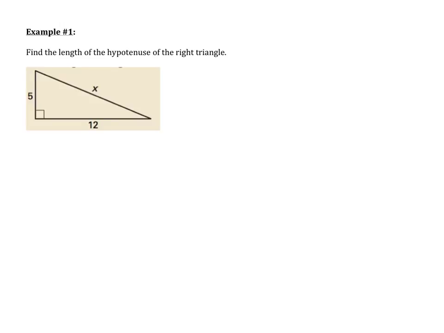Find the length of the hypotenuse of the right triangle. So again, it states that we are finding the hypotenuse, but we would know that even if we weren't told that in the problem, because it is the side opposite the right angle. So these are the legs. This would be like your a squared and your b squared, and then this would be c squared. So we're going to take 5 squared, add it to 12 squared, and that is equal to x squared.